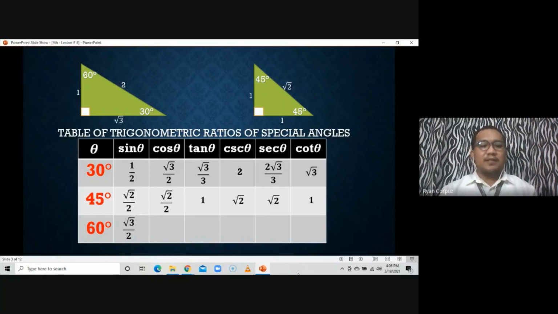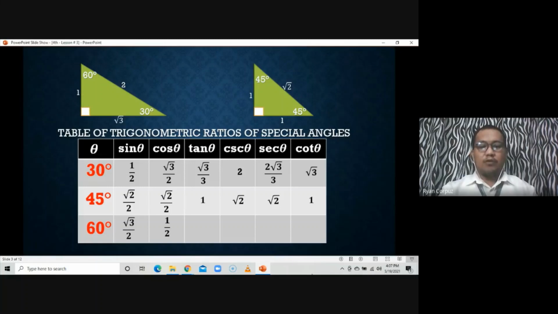Next, cosine 60 degrees. Ito yung 60 degrees. Cosine is adjacent over hypotenuse. Adjacent over hypotenuse, that would be 1 over 2. So that's why cosine 60 degrees is equal to 1/2. Nakasunod? How about tangent 60 degrees? Ito yung 60 degrees. Tangent is opposite over adjacent. Square root of 3 over 1.